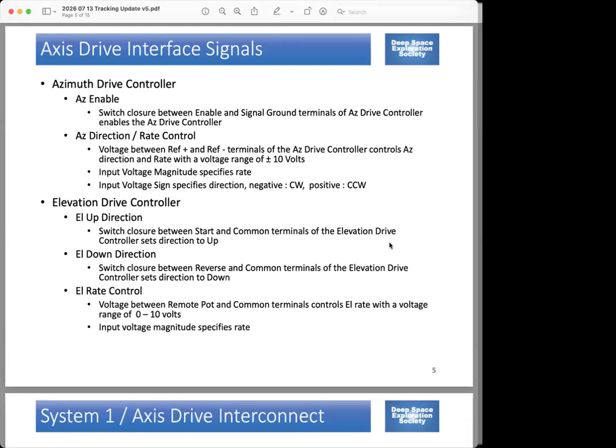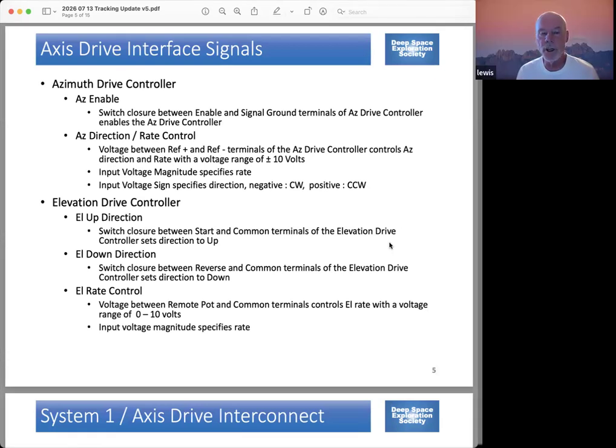Louis, what does VFD stand for? VFD is variable frequency drive. And that just alludes to the type of motor controller it is. It varies the frequency of the electrical power sent to the motor to control the rate.